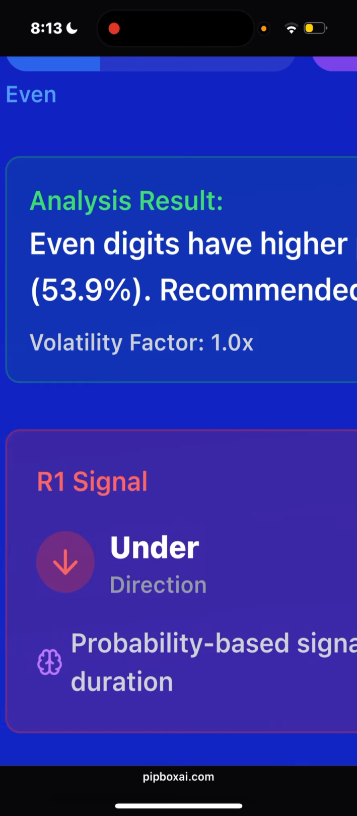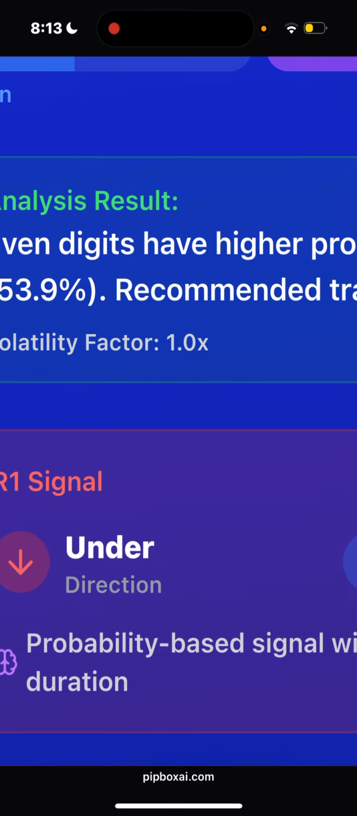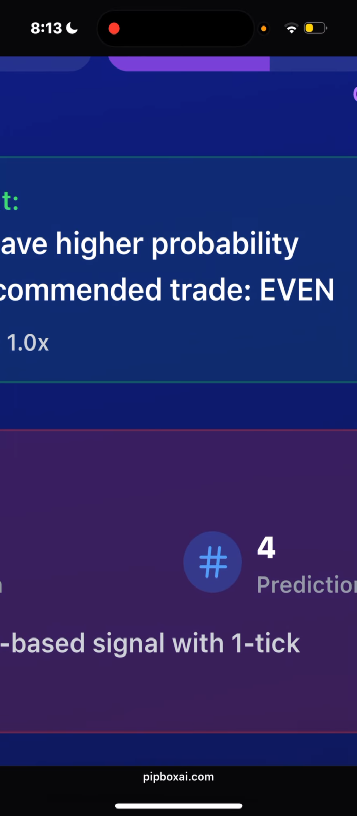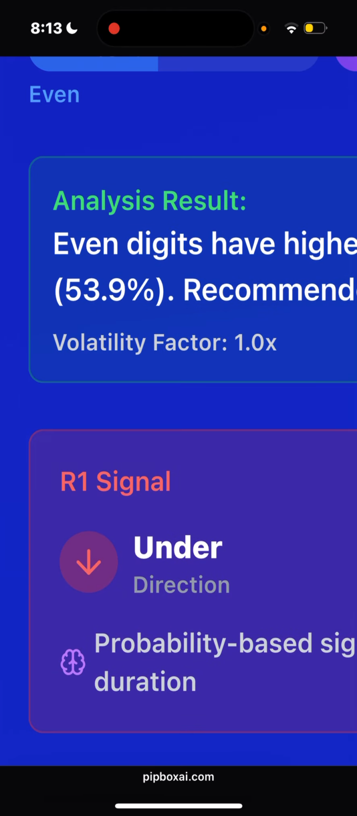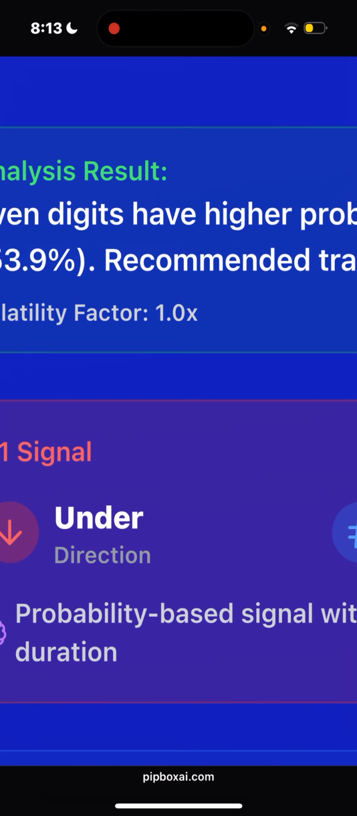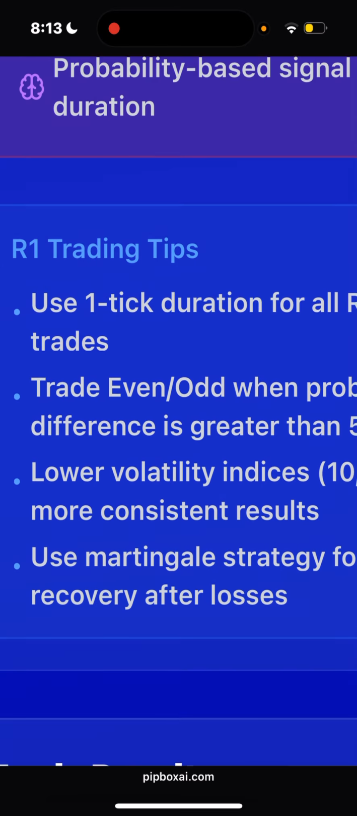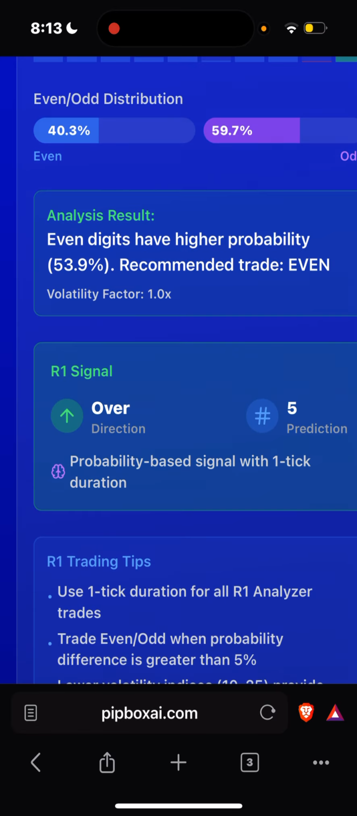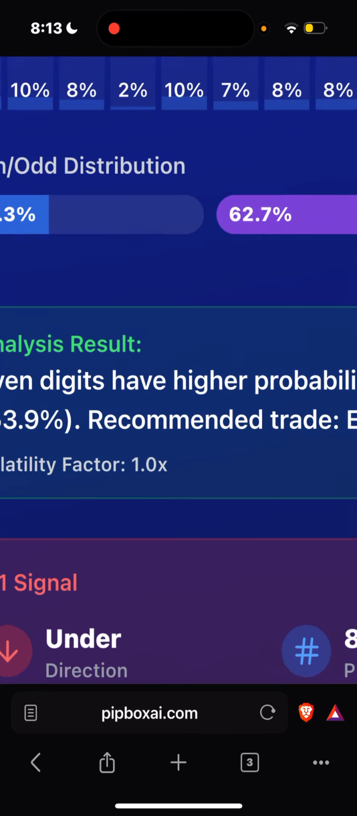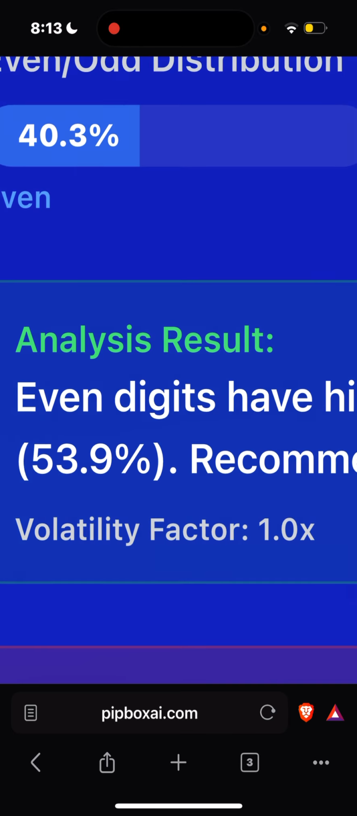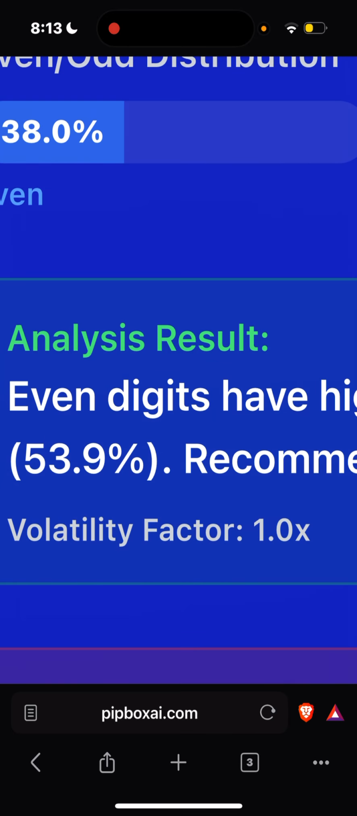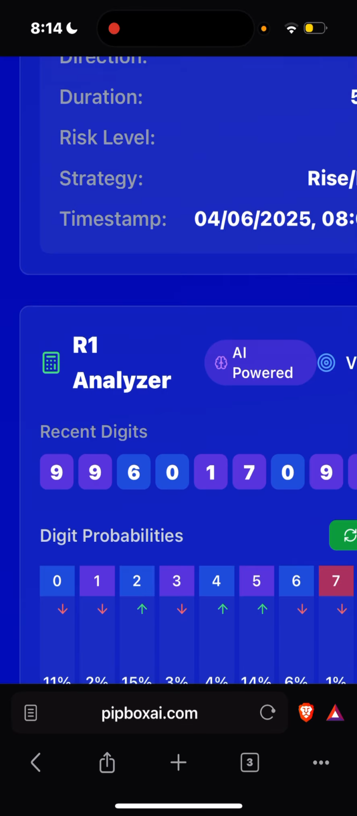You can see we have analysis results here. Even digits have higher probability, 53%, so it's recommended to trade even, but that's not what we are here for today. We are here to check the volatility index. The index that we have chosen is Volatility 10, which has a volatility factor of 1.0x.